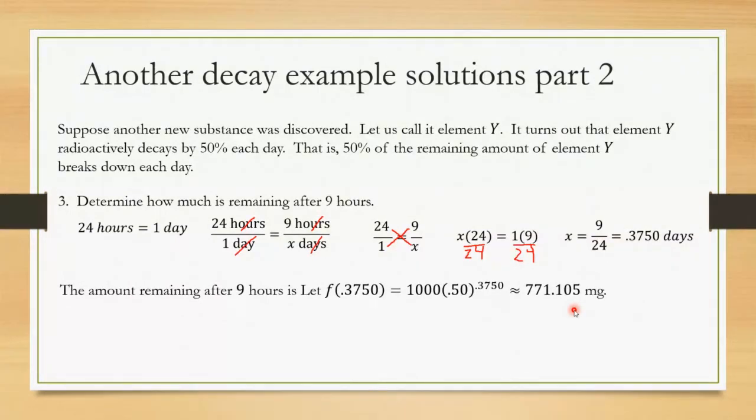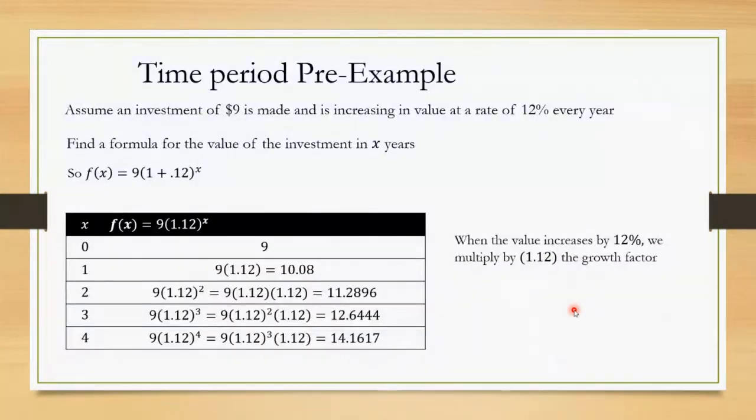All right. So the next part is going to be a little bit tricky. So let's go through that. So let's suppose we have an investment, and we make an investment of $9, okay? And somehow whatever we do with it, we find out that it's increasing in value at a rate of 12% every year.